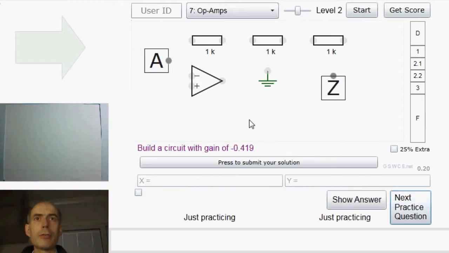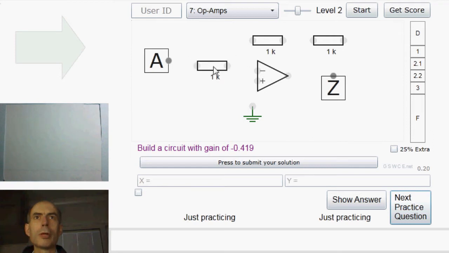Right, we have a circuit of minus 0.419. It's minus, so we know we're going to need to build an inverting amplifier. Now an inverting amplifier has the input going into the inverting input, which is the one with the minus sign here, and it has a gain given by the feedback resistor, that's this resistor here, divided by that resistor here. So we need the ratio of that resistor to be 0.419.